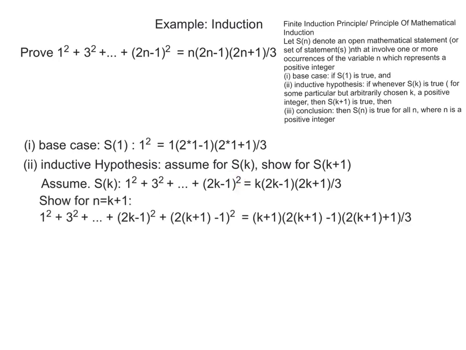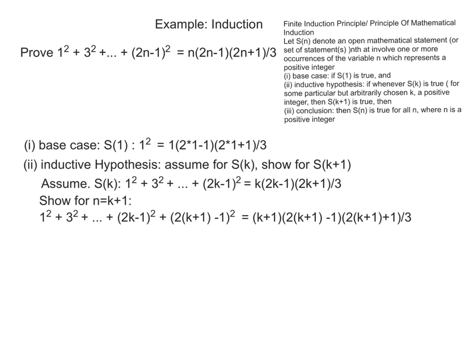My next step is to show it for k plus 1. So I wrote this out, 1 squared plus 3 squared. I did write the kth term, and you'll see why in a minute. And then I wrote my k plus 1 term. So I plugged in n equals k plus 1 squared equals, and then on the right-hand side, I plug in k plus 1 here, 2 times k plus 1 minus 1, 2 times k plus 1 plus 1, divided by 3.